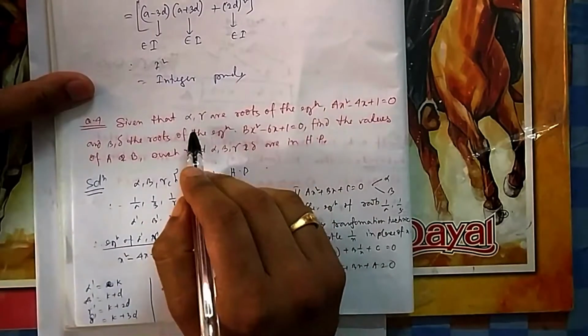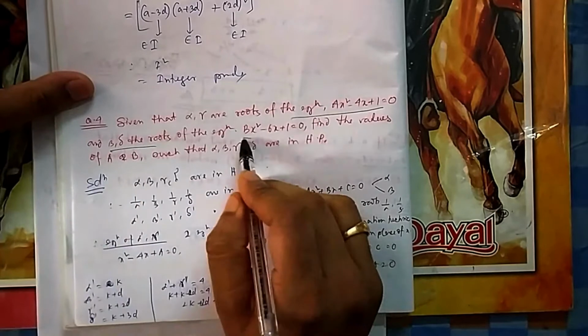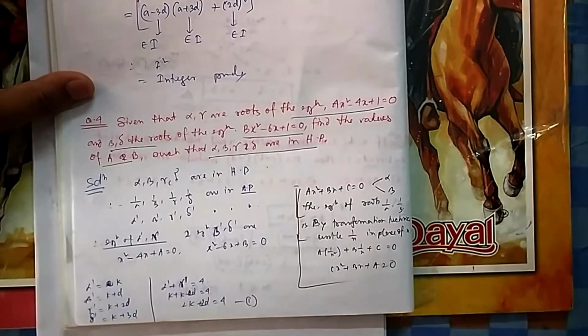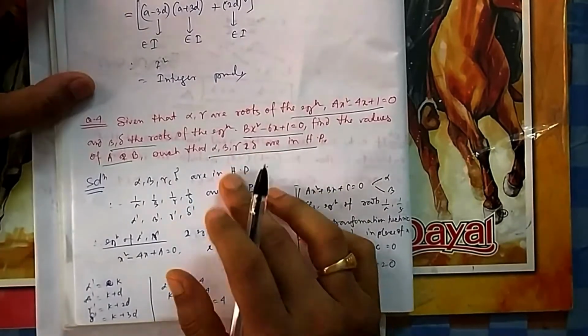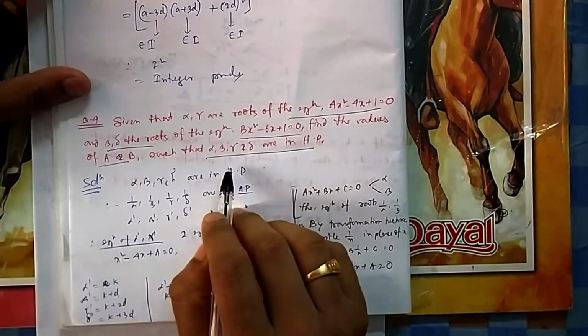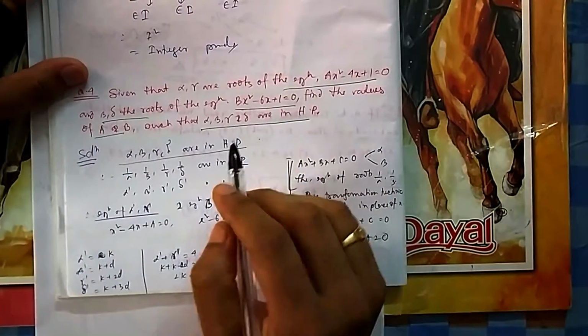Given alpha and gamma are the roots of this equation, and beta and gamma are the roots of this equation, then find the values of a, b such that alpha, beta, gamma are in HP. So here I have done it this way, but it's simple. You can do it any number of ways. There are lots of ways you can do it. So these are in HP, so that means these are in AP. I will always convert it into AP. I have taken it as dash dash dash. You can name it, or without naming also you can go.